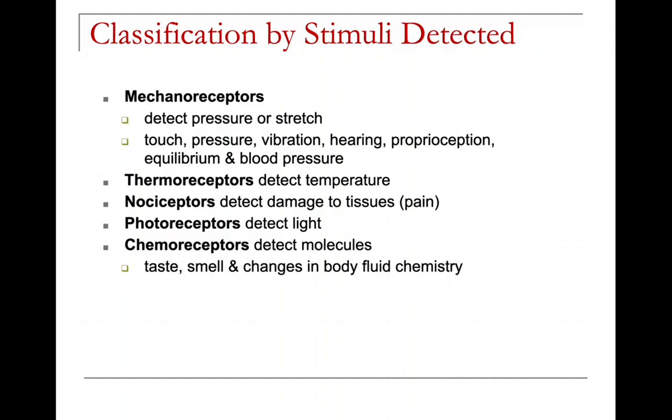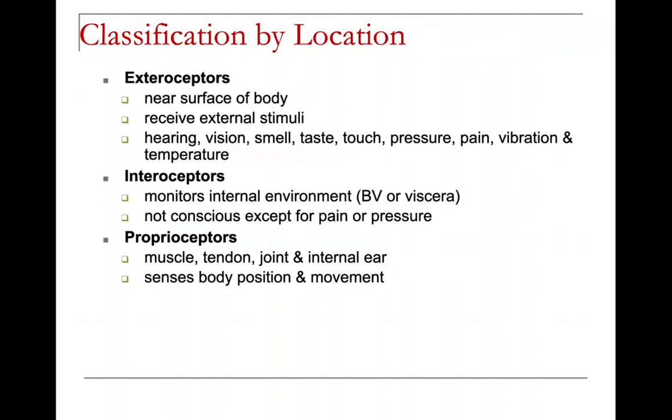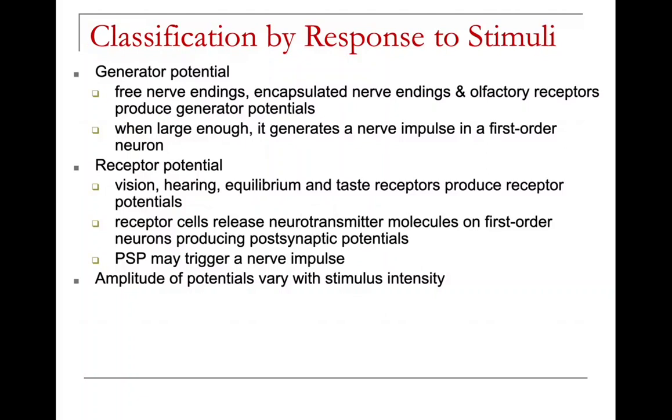Photoreceptors detect light, and chemoreceptors will detect chemical molecules, so those would be things like taste, smell, and changes in your body chemistry. We can classify them by location. Exteroceptors are near the surface. They're going to receive external stimuli, so this would be hearing, vision, smell, taste, touch, pressure, pain, vibration, and temperature. Interoceptors are going to monitor internal environments. They're not conscious except for pain and pressure. And then proprioceptors sense body position and movement, so your muscle, tendon, joint, and inner ear.